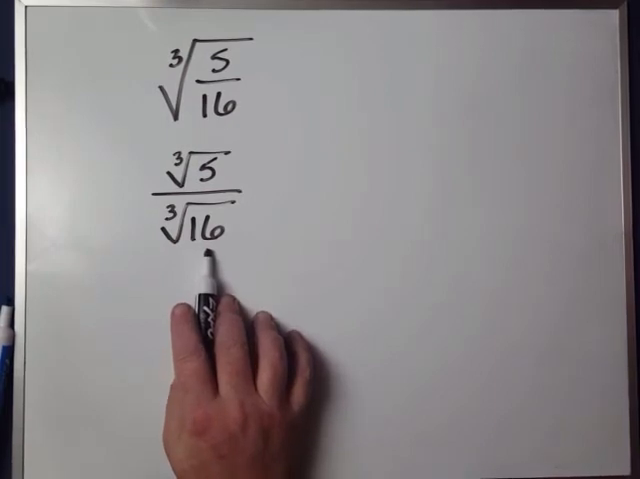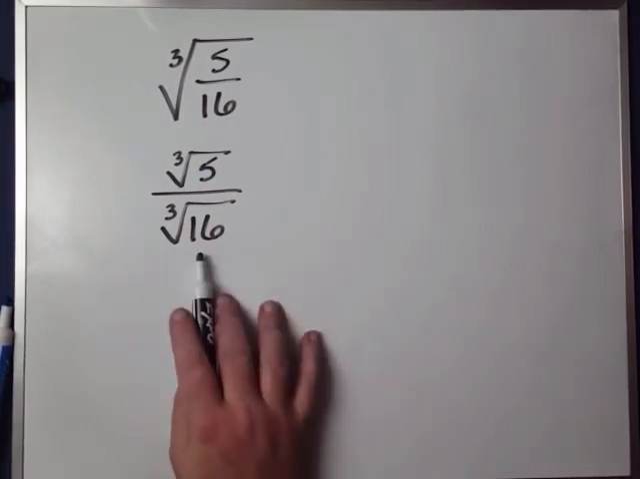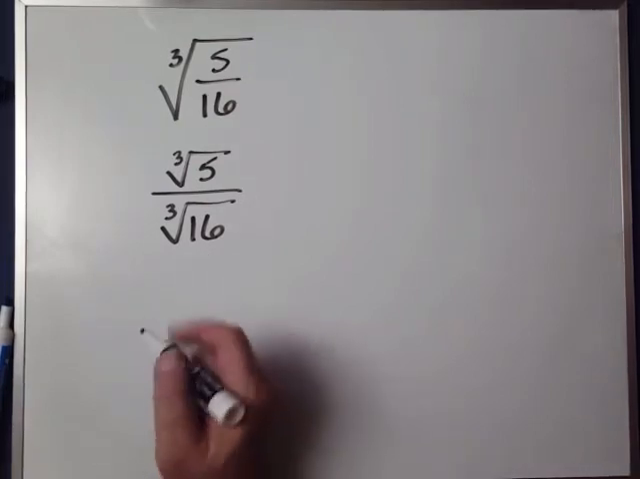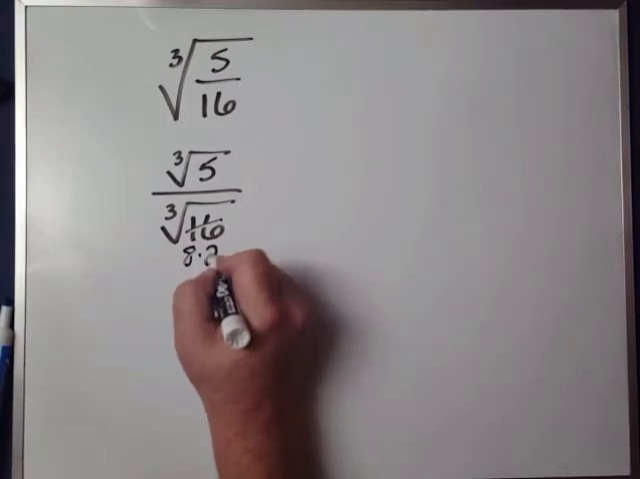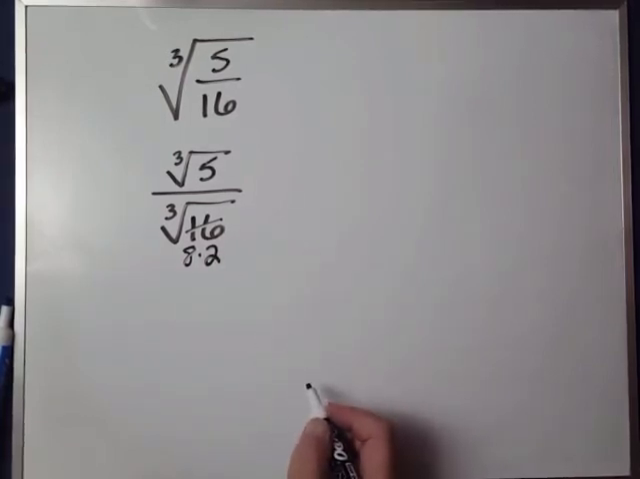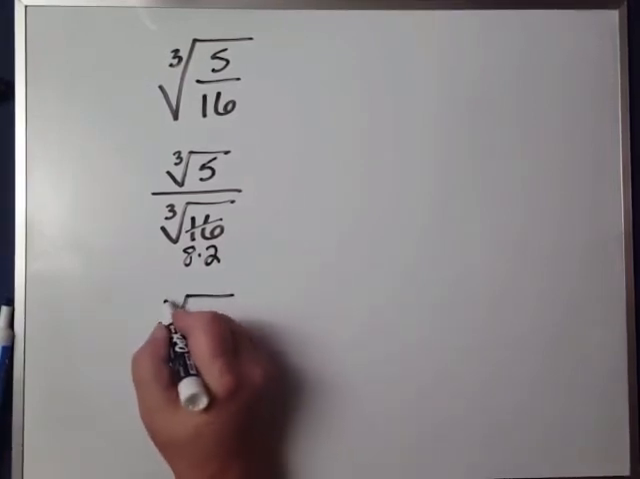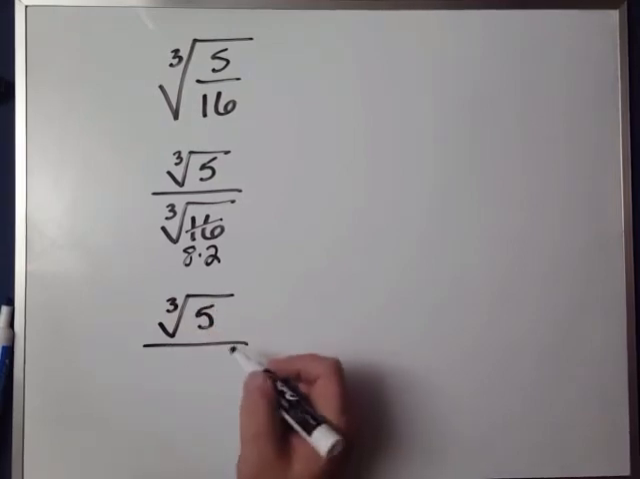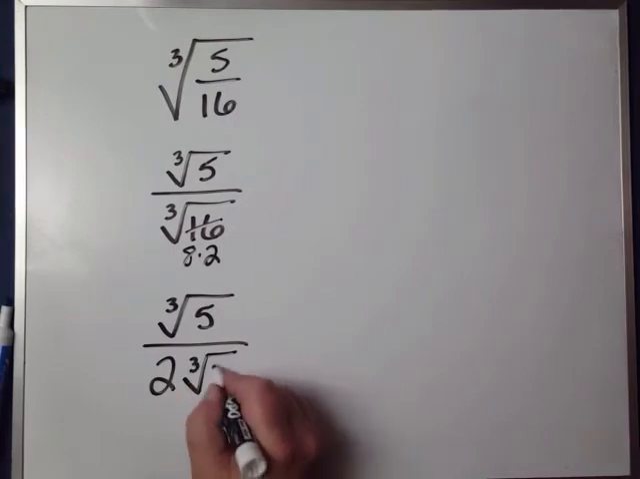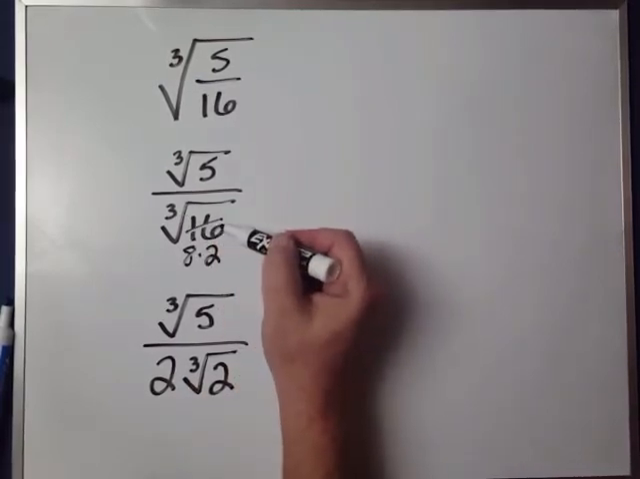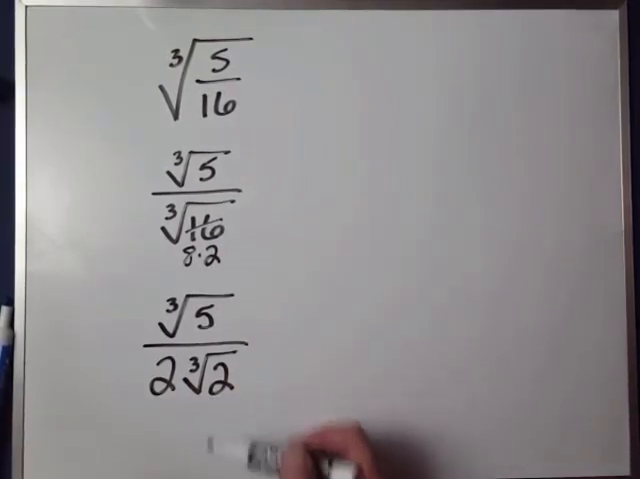Actually, do you see what I want to do first before I even think about rationalizing this denominator? The first thing I want to do is simplify this radical in the denominator. 16 is 8 times 2. Cube root of 8 is 2, and the other 2 stuck inside. Cube root of 16 becomes 2 cube roots of 2.